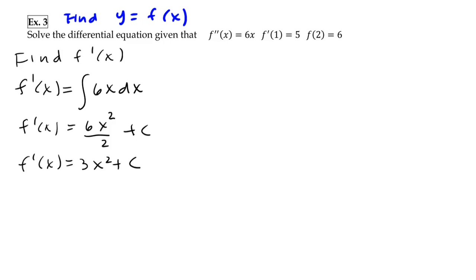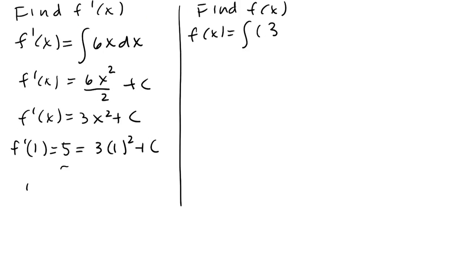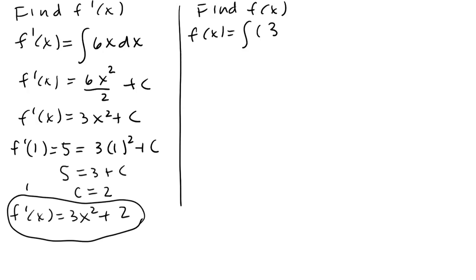Now this is a general solution. But look what they told us. They said when the input is 1, the output is 5 of the derivative. So we can come over here and say when the input is 1, the output is 5 of the derivative. Okay, now we're able to go on and solve, and we can see that c is 2. So f prime of x, which we found above, was 3x squared plus c, but now we know c is 2. So here's the derivative.